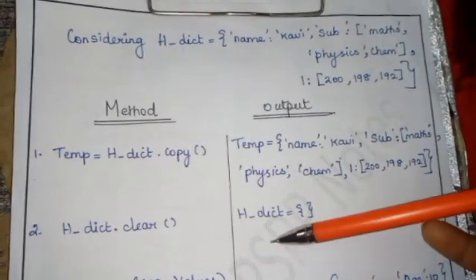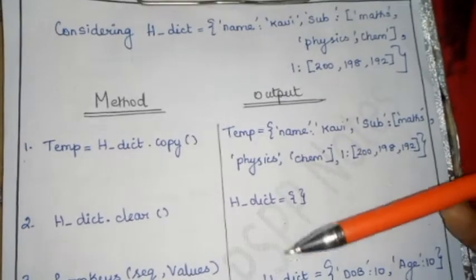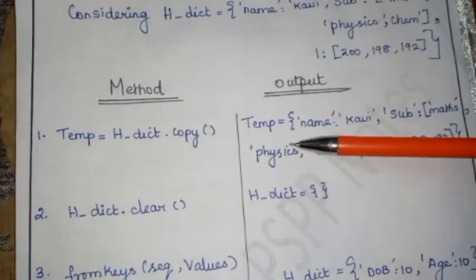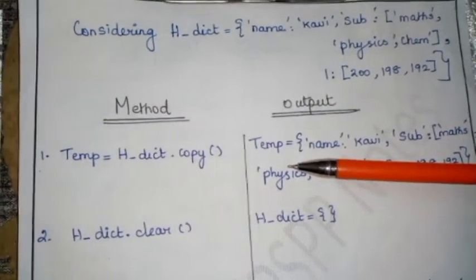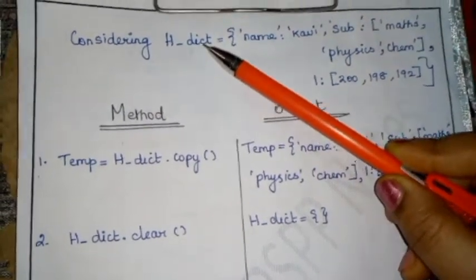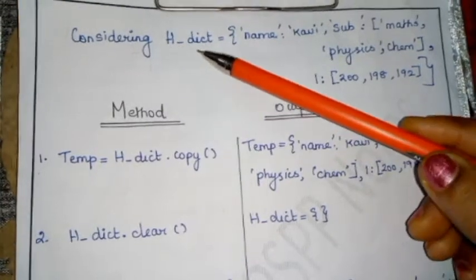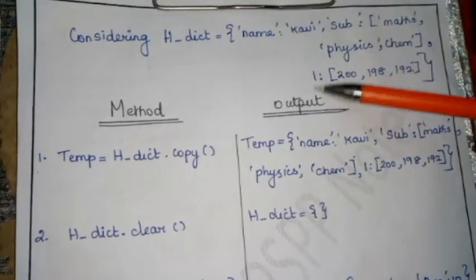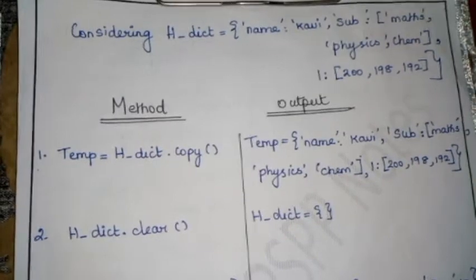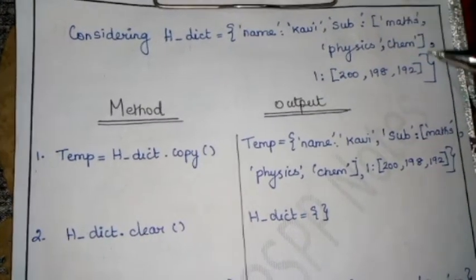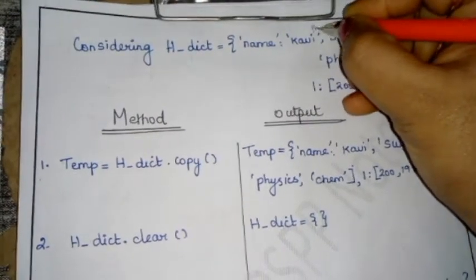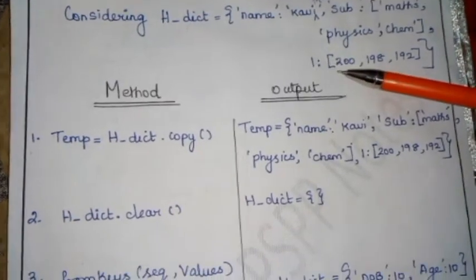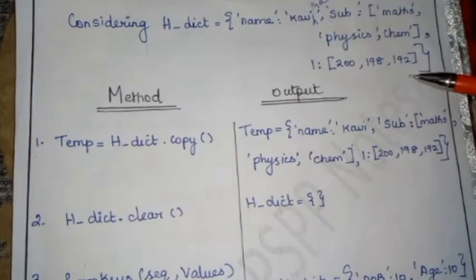Now let us see the methods with an example. Previously, when I told what a method is and the available methods, I'm sure you would not have understood. Now with this example you will clearly understand. Please give attention. My dictionary is named h_dict, which has the following keys: name, subject, and 1. My values are Kavi or Kavita for the name, maths, physics, chemistry for the subject, and for the key 1 the values are 200, 198, 192.